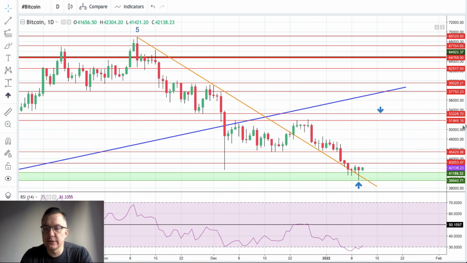So this zone, 51,846, 53,228 is the key zone to the upside for bulls.